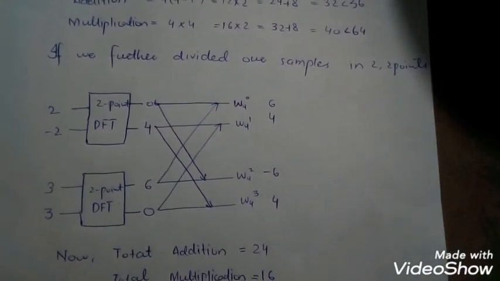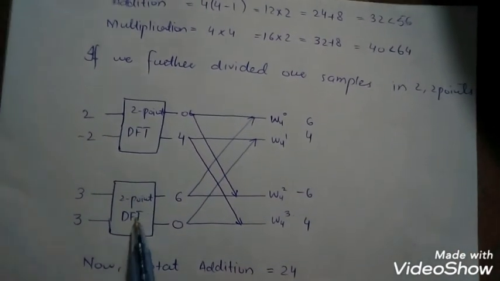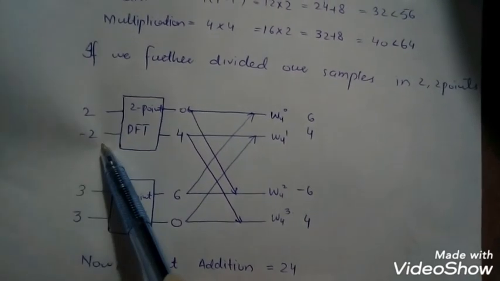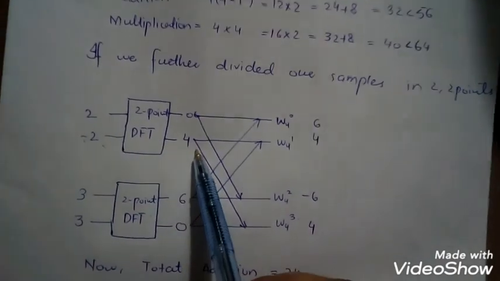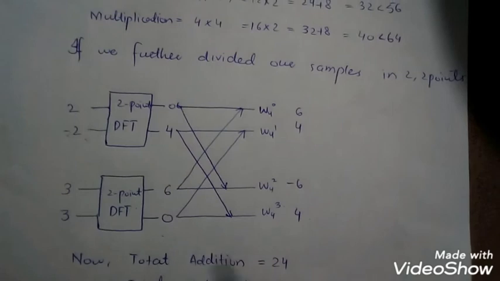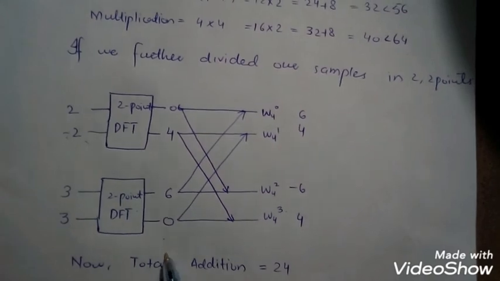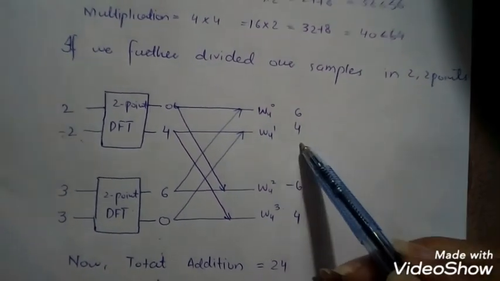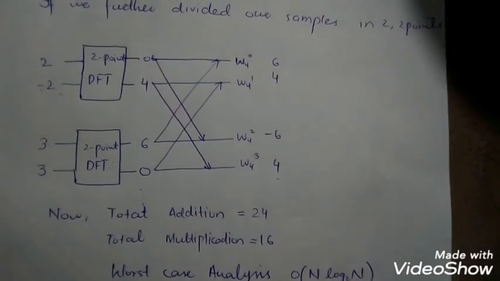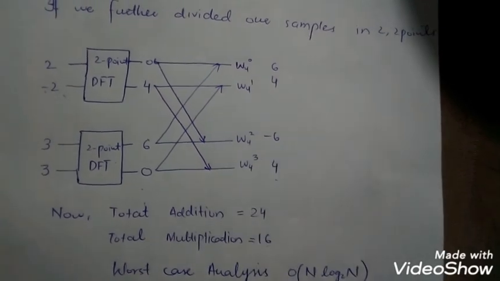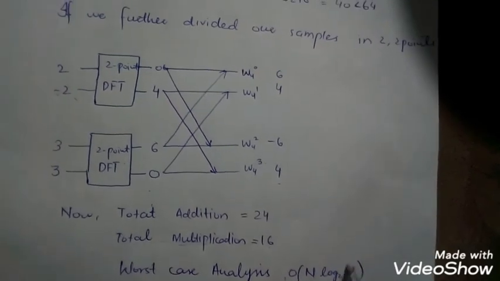But if we further divide our samples into two points, meaning the 2-point DFT even and the 2-point DFT odd, these are the values. When we put these values into the DFT formula, we get 0, 4, 6 and 0. And when we put these values into the even and odd equation, it will become 6, 4, minus 6 and 4. Now the total number of additions is equal to 24 and the total multiplication is equal to 16. And this is the worst case analysis, which is O of n log base 2 of n.